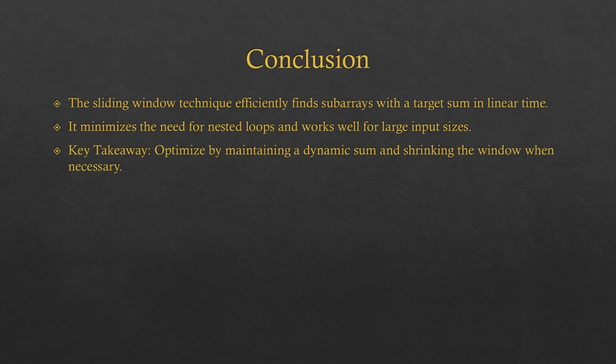In conclusion, the sliding window technique is an efficient solution to the indices of subarray problem. By dynamically adjusting the window, we can find the subarray with the target sum in linear time. This approach is particularly useful for large datasets as it minimizes the need for nested loops.